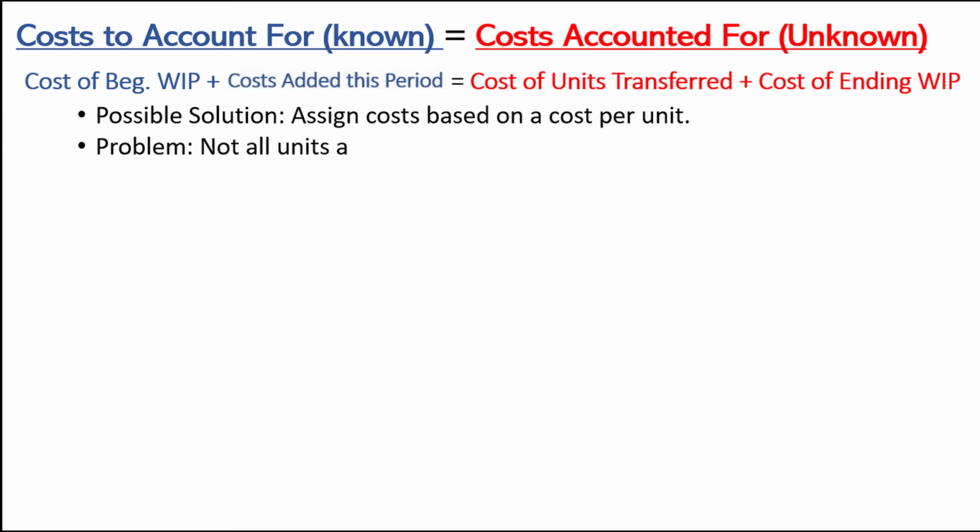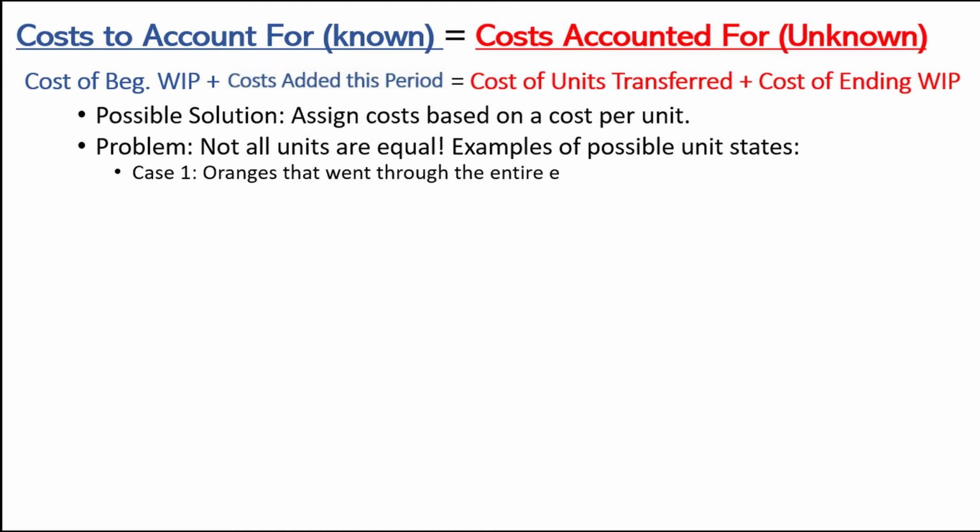Not all units are created equally. Consider three scenarios for a unit in our orange juice extraction department example. Case 1. Some oranges went all the way through the juice extraction department in one period. They got squeezed and sent to the next department for packaging.